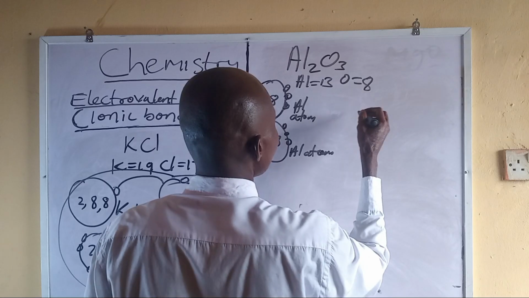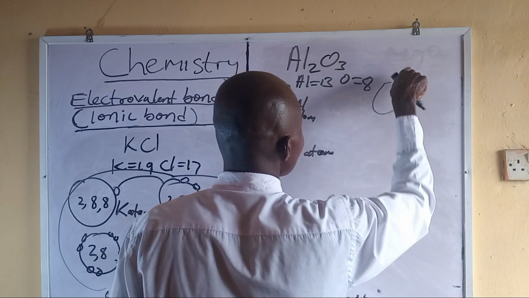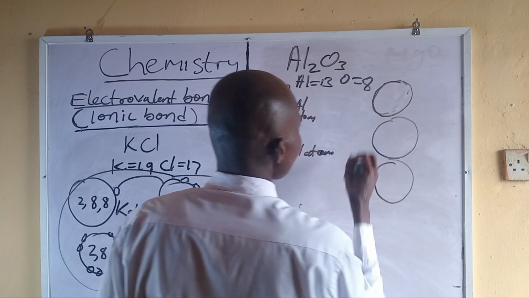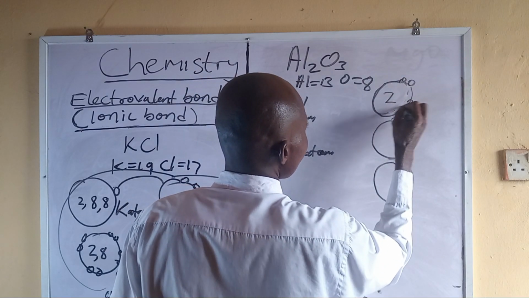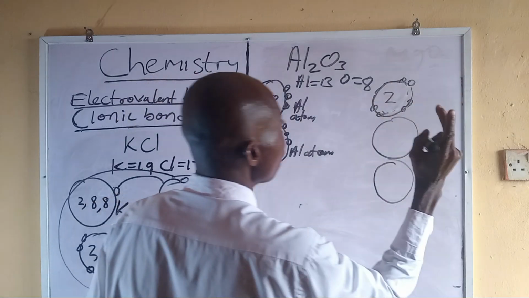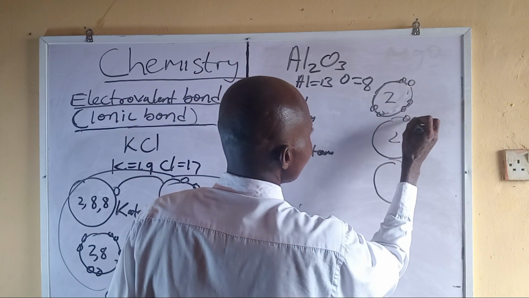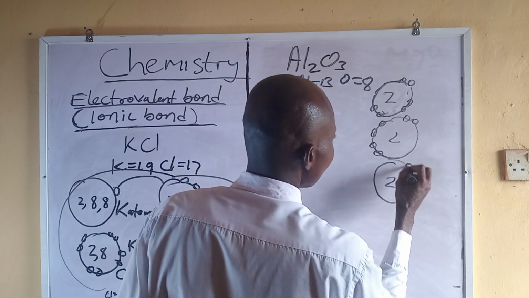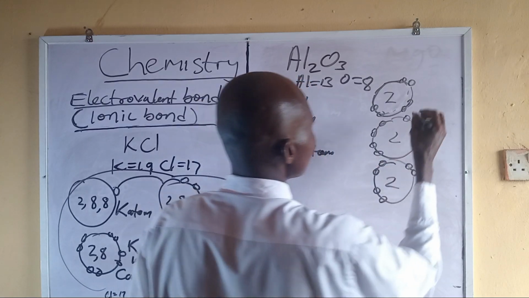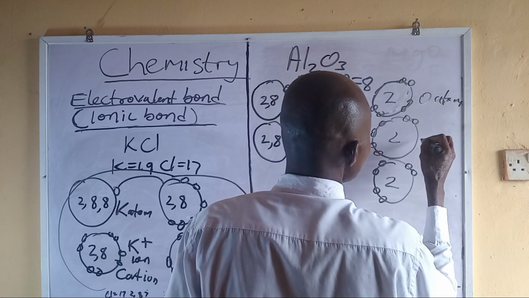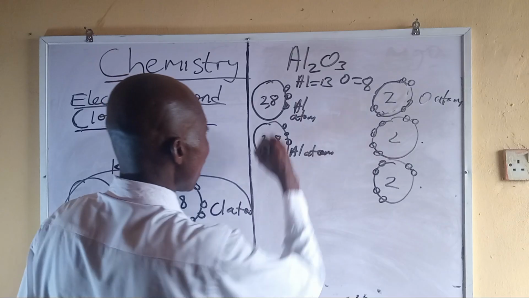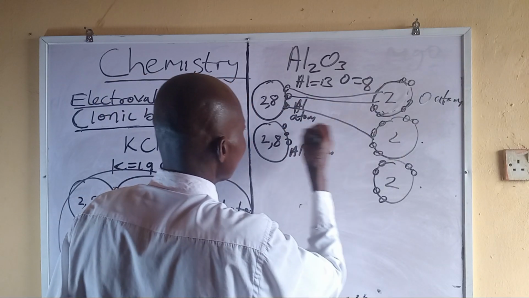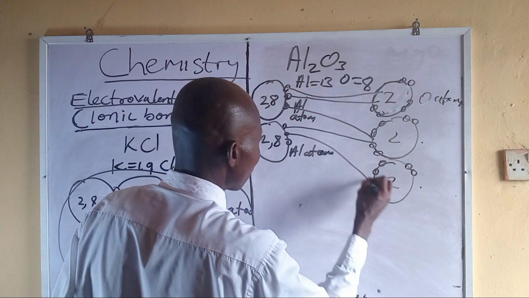Then, let's come to oxygen. How many oxygen are participating? 3 oxygen are participating in the bond formation. Oxygen is 8, so 2 here, and 6 occupy the last shell. Remember, each of these oxygen needs 2 electrons to ensure stability. So 2 here, 1, 2, 3, 4, 5, 6. This is an oxygen atom. Now, these 2 electrons come to the first oxygen, these 2 electrons come to the second oxygen, while these 2 electrons come to the last oxygen.